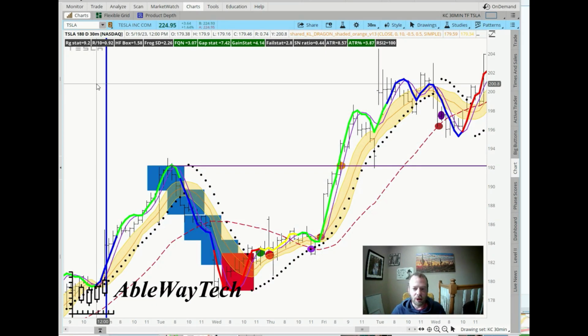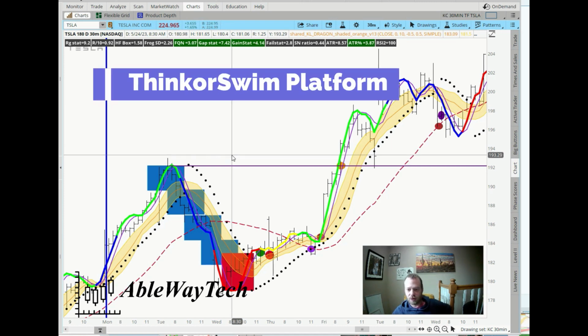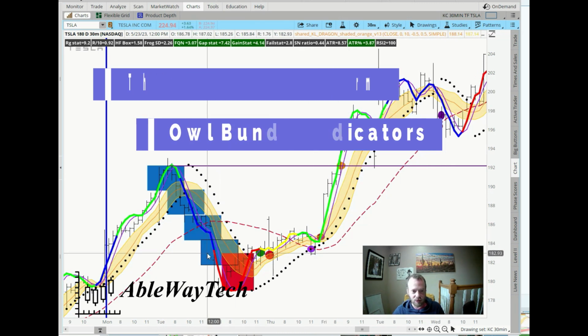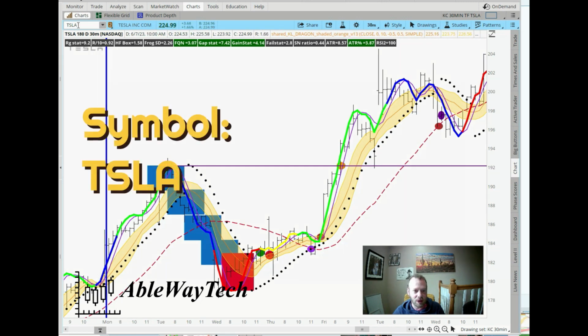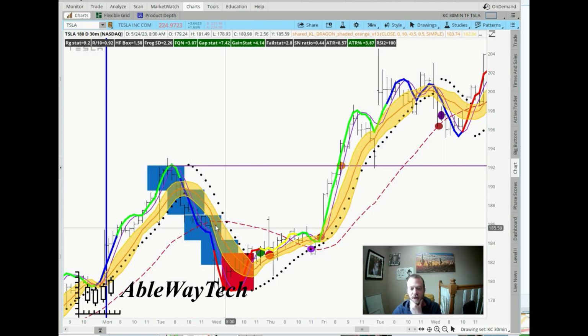Okay, so here we are. I'm just going right onto my platform, which is Thinkorswim from TD Ameritrade, and we use our OWL bundle to load all of the indicators that we use in our tortoise style of trading. So again, this is Tesla on the 30-minute charts, and this was an SSC trade.